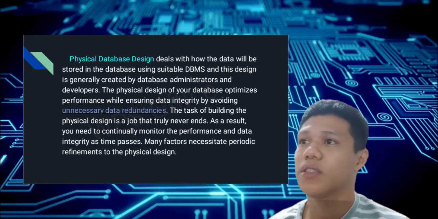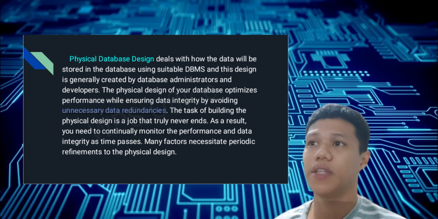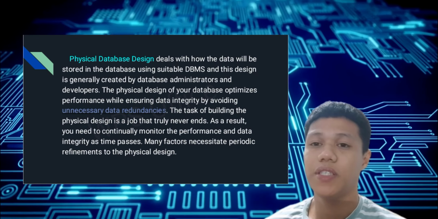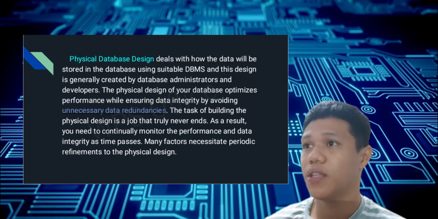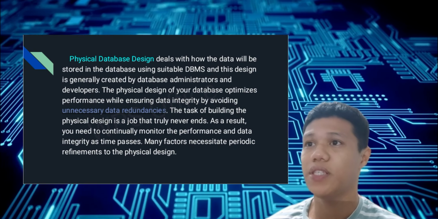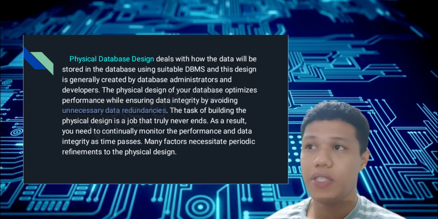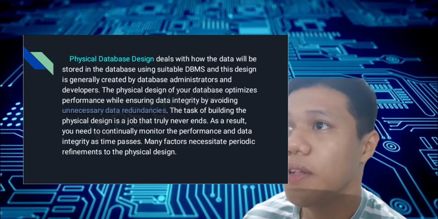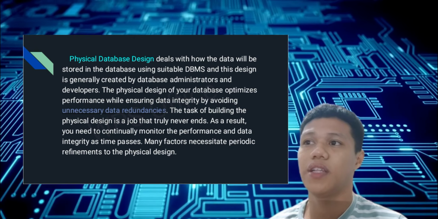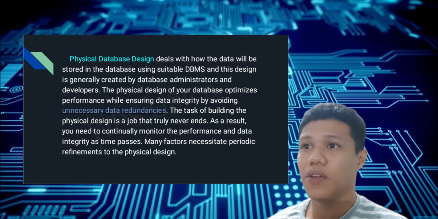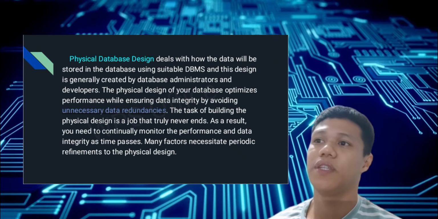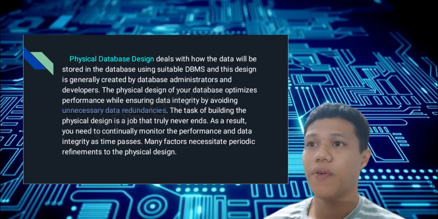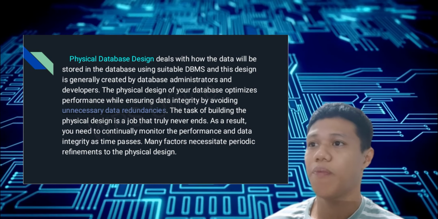The physical design or physical database design deals with how the data will be stored in a database using a suitable DBMS, and this design is generally created by database administrators and developers. The physical design of a database is optimizing performance while ensuring data integrity by avoiding unnecessary data redundancies. The task of building the physical design is a job that truly never ends. As a result, you need to continually monitor the performance and data integrity as time passes.